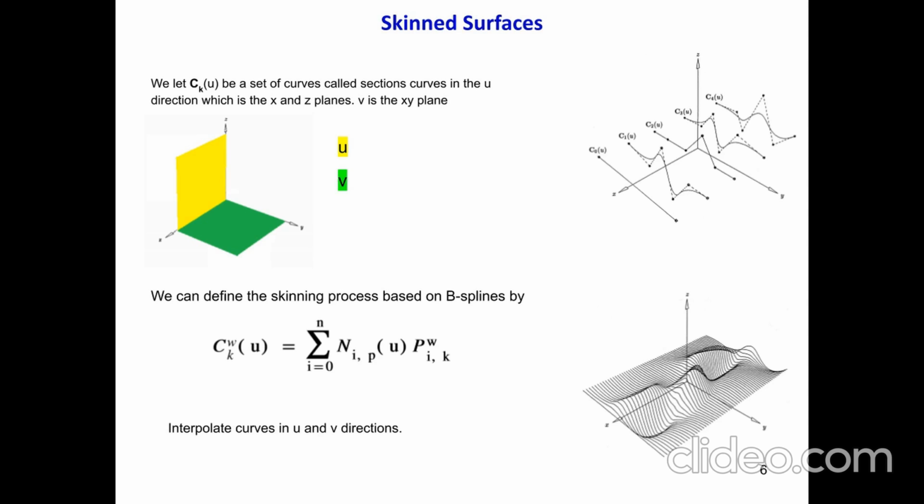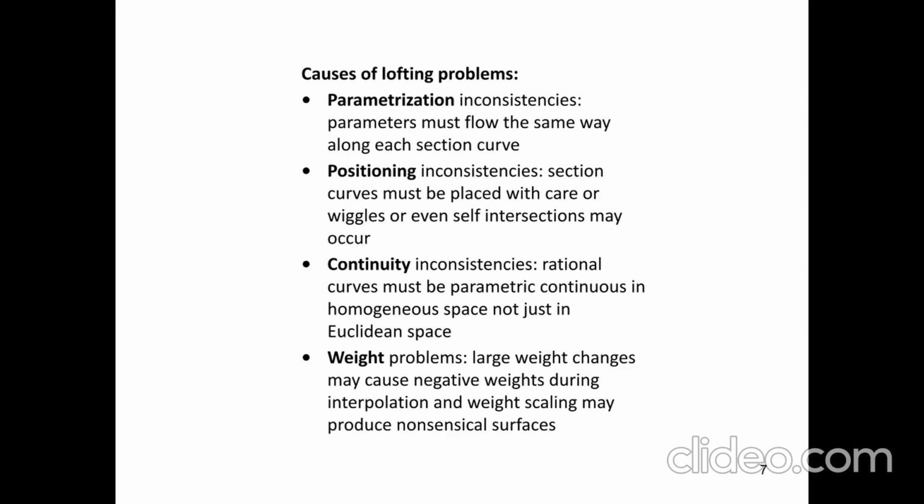Now, I wanted to bring this up at the beginning. I feel like these four things here, parameterization, positioning, continuity, and weight, are very important concepts, not just in geometrical modeling, but also in a lot of math problems in science in general. So this idea of parameterization can refer to our U and V directions. Positioning refers to our set of curves being laid out. Continuity is our functions that we'll be using, continuous functions. Weights are parameters to scale our knots.